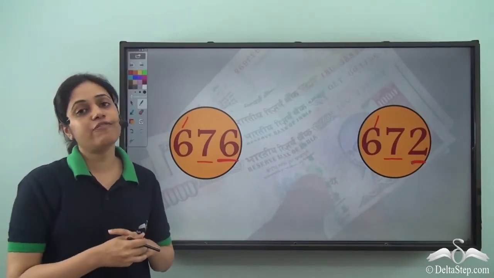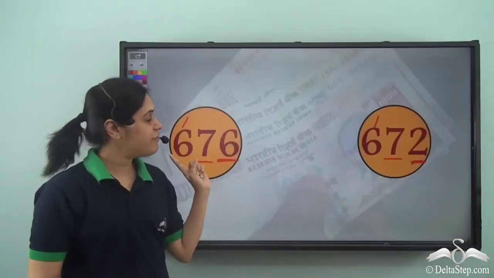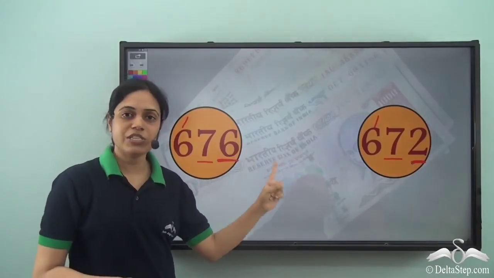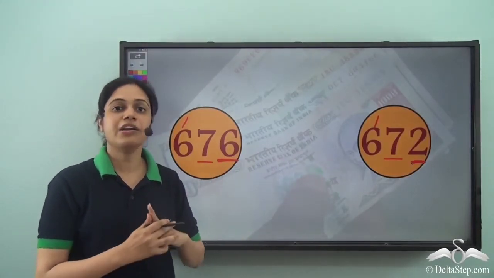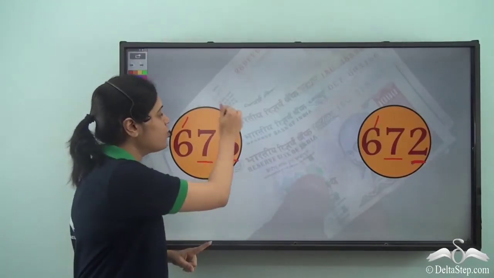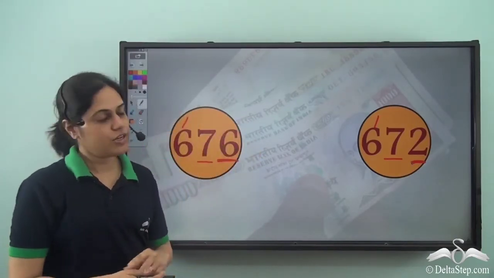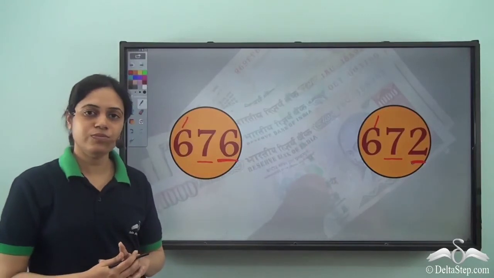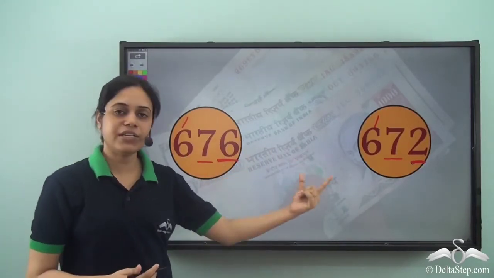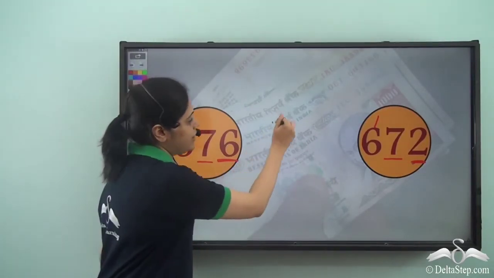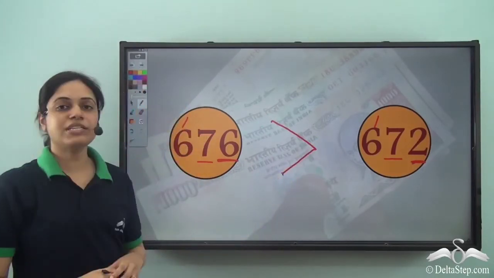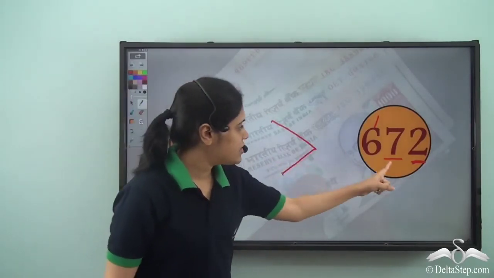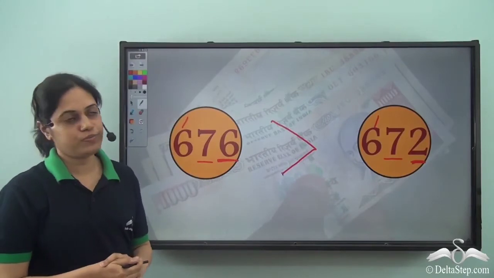So what does trick 4 mean? If the digits in the two numbers which we are comparing are equal, then you move on to the next digit. So in this case it is 6 and in this case it is 2. So 6 is greater than 2. That means 676 is greater than 672.